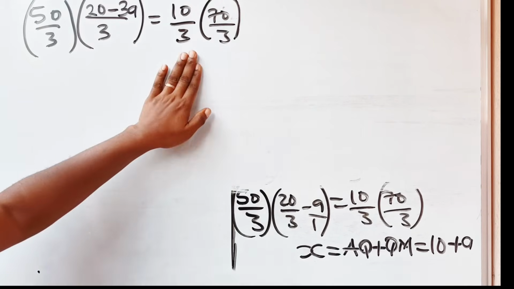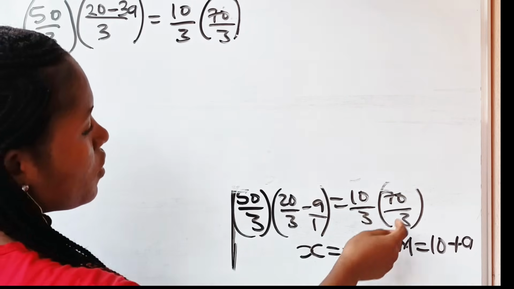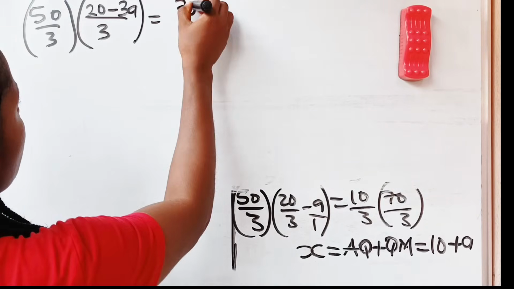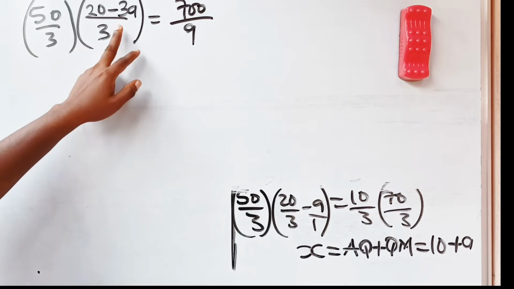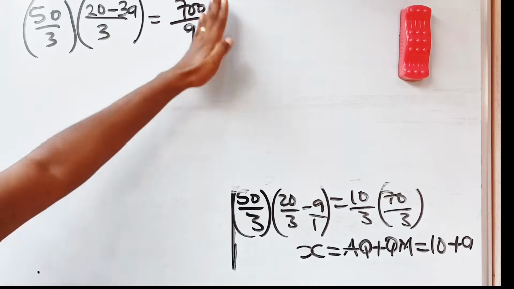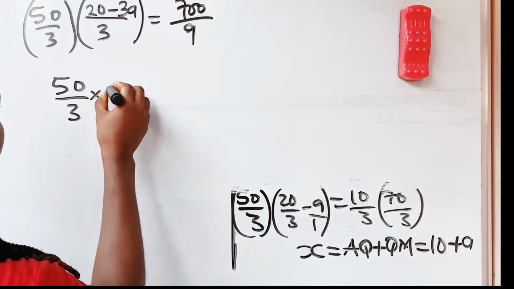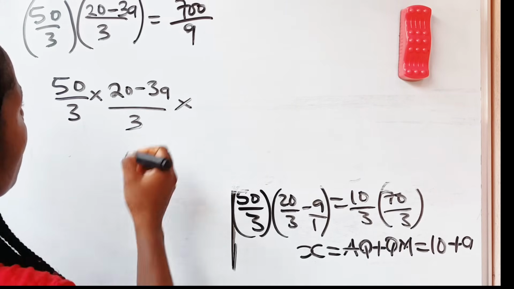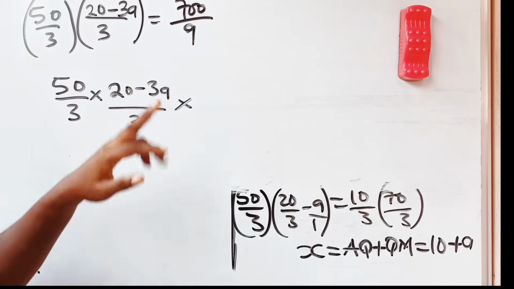All right, now, 10 over 3 times 70 over 3. 3 times 3 is 9. 10 times 70 is 700. So it's going to give us 700 over 9. All right, now at this point, we need to get the value of 3A. How do we do that? If we bring everything to this side, we are going to have 50 over 3 multiplied by 20 minus 3A over 3.